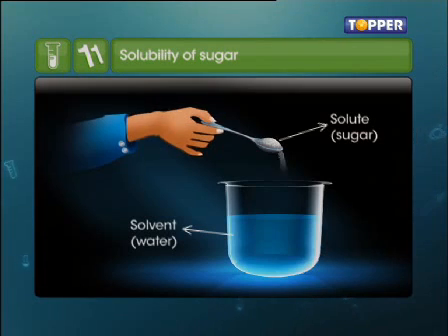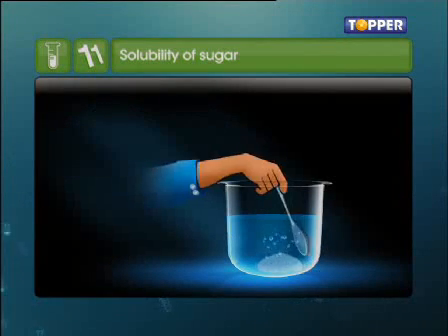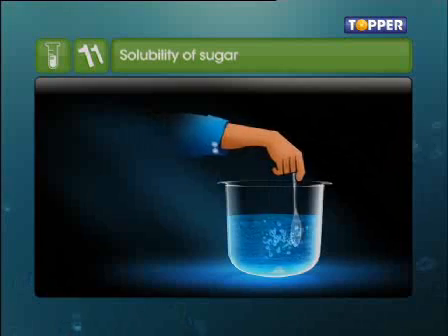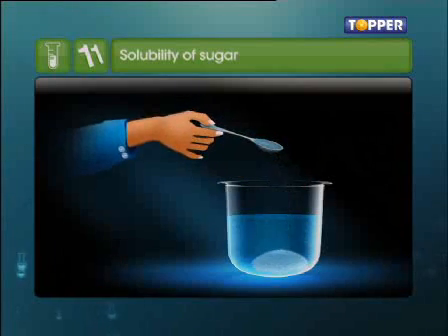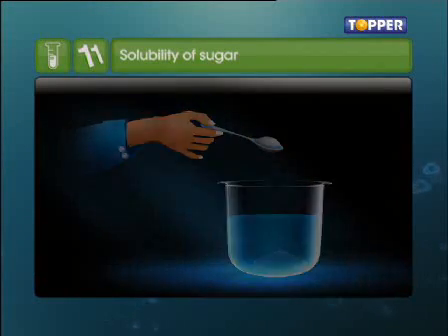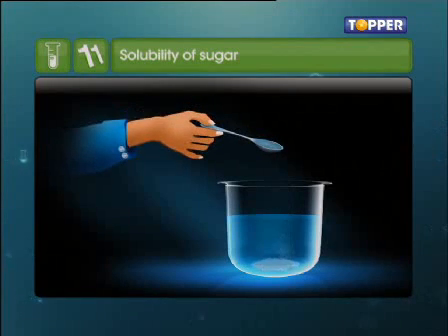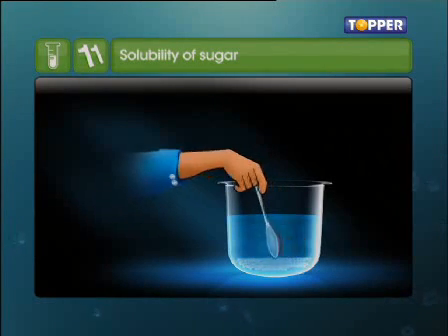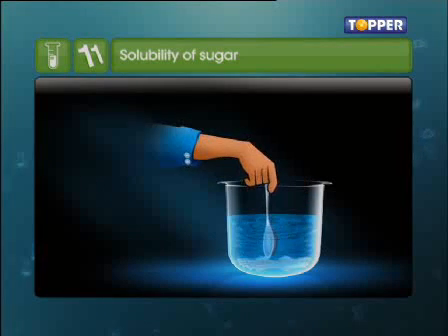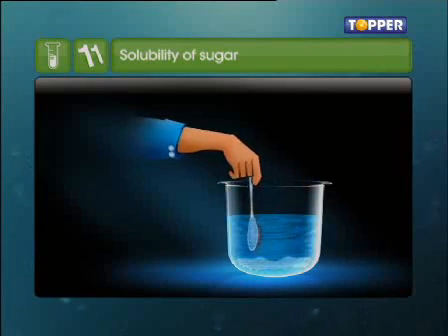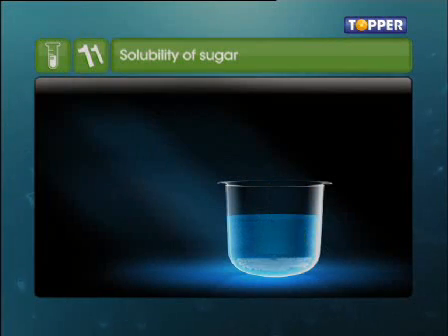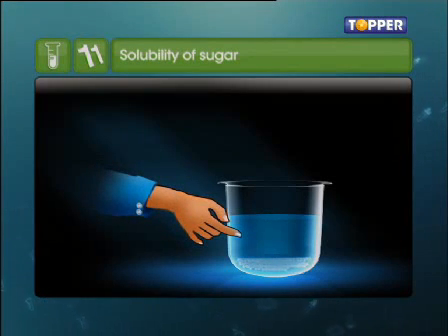When you mix the first spoonful of sugar in a beaker of water, it dissolves easily. But if you keep adding sugar, a stage will come when it will no longer dissolve. So we can say that the maximum amount of sugar in a given amount of solvent at a given temperature has been dissolved. And this gives us the solubility of sugar.